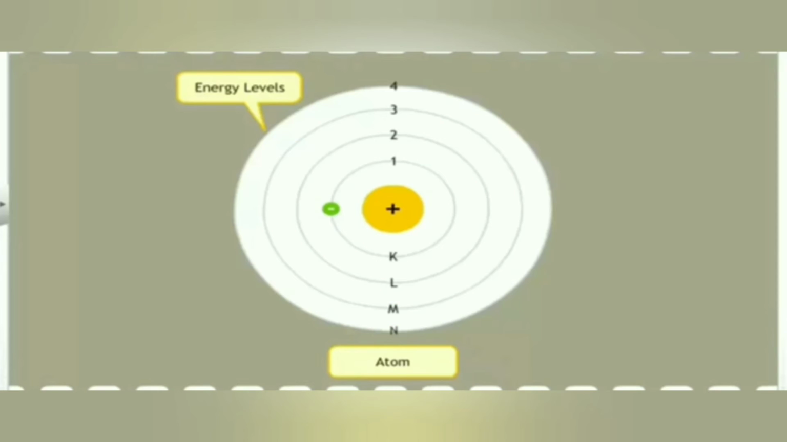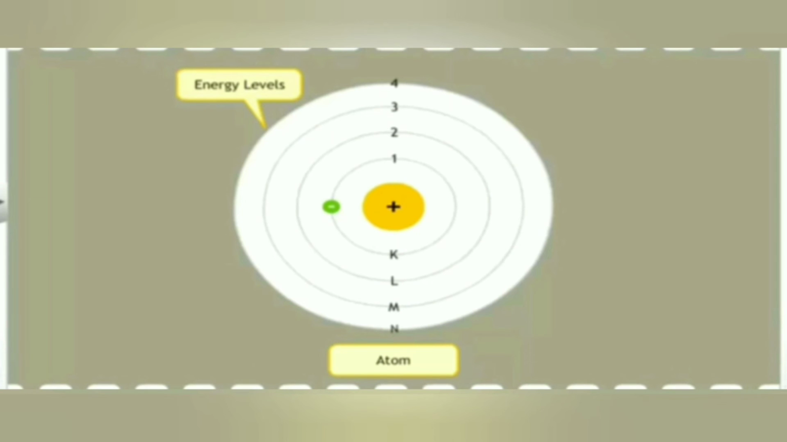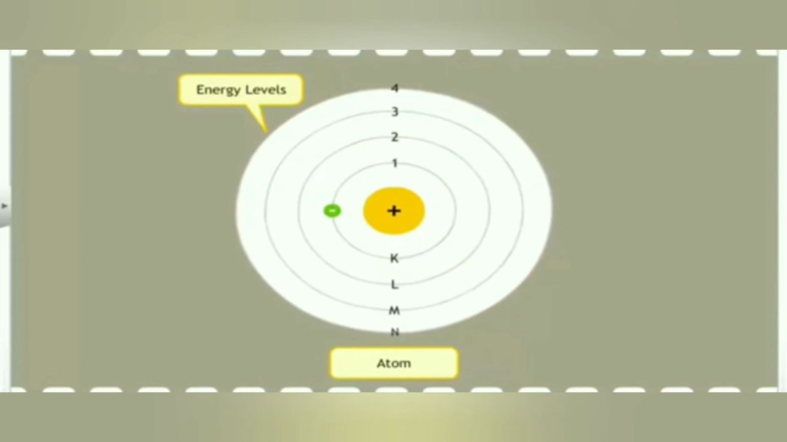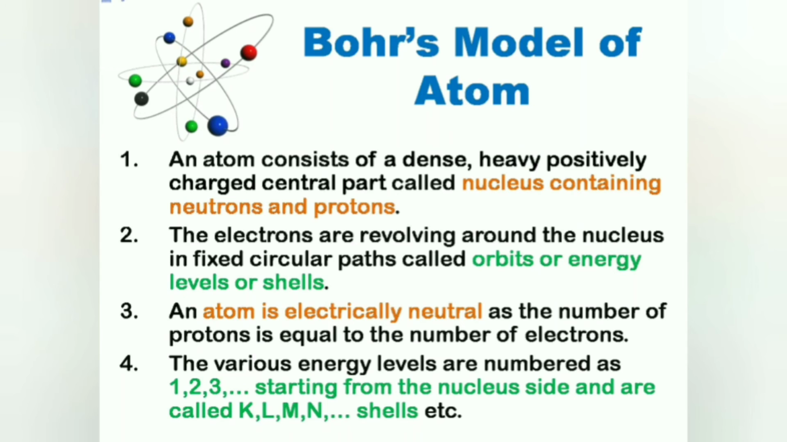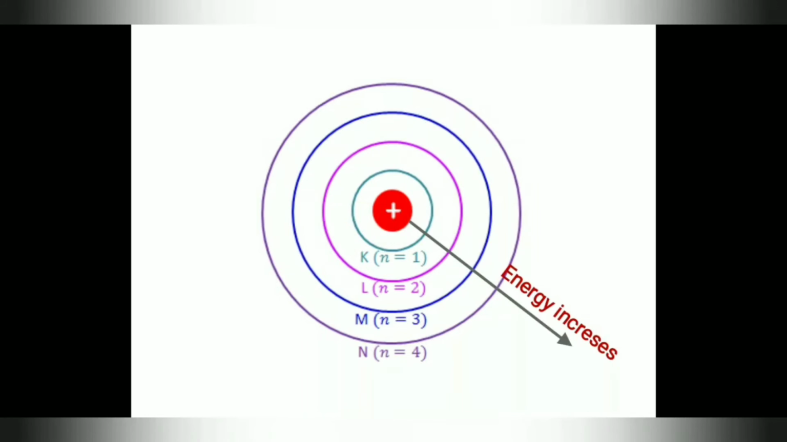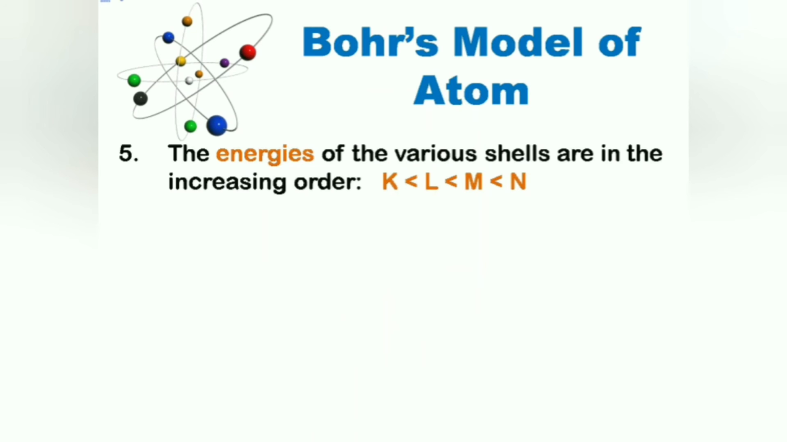The energy shells are represented as K, L, M, N, O, and so on, or numbered as 1, 2, 3, 4, 5, and so on. This numbering or naming of the orbits starts from the nucleus side. The energies of the shells go on increasing as the distance between the shells from nucleus increases. Therefore, K shell has least energy, L shell has more energy than K shell, M shell has still more energy, and so on. Each shell can hold a fixed number of electrons.